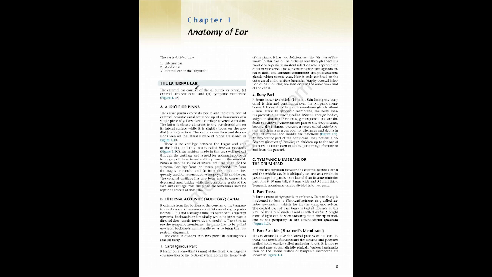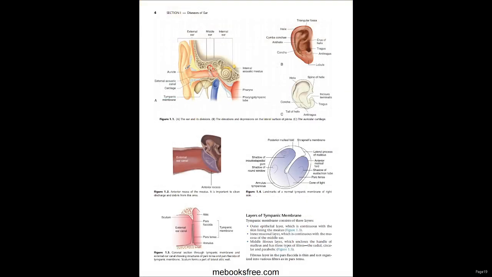The ear is basically divided into three parts. One is external, then there's middle, and then there's internal. We will be studying the diseases individually for each part. Okay, let me show you the ear.